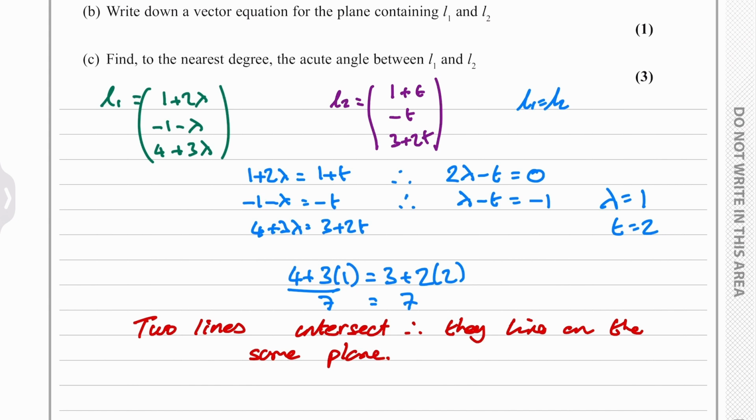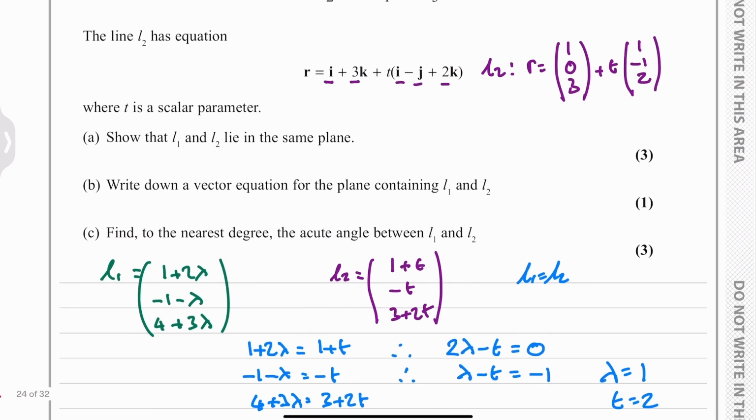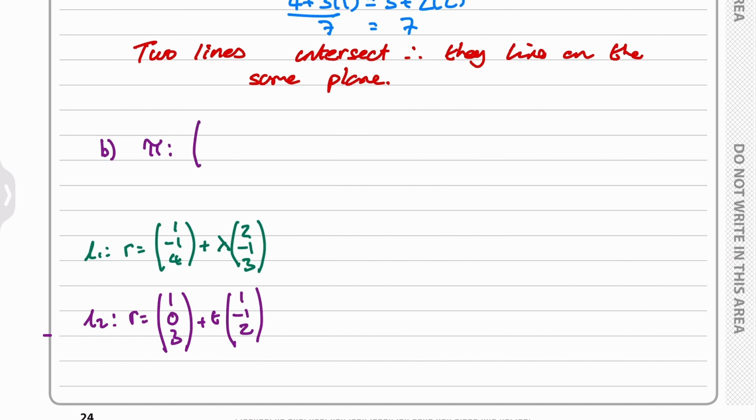So we're going to use a parametric equation for a plane. We'll say that for plane pi, we need two direction vectors plus a position vector. And from our question, we could use either of these as a position, and here are our two direction vectors. So the equation of our plane would be 1, -1 and 4, the position, plus lambda lots of 2, -1 and 3, plus t lots of 1, -1 and 2. And this would be the equation of our plane.